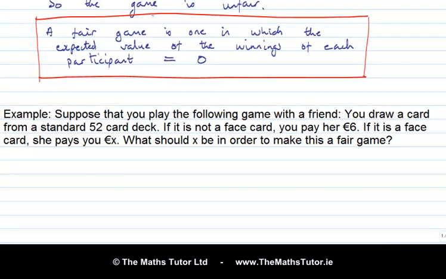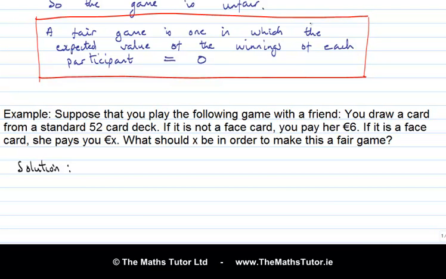So here we have another game of chance, this time based on a deck of cards, and the rules are described here. You're playing this game with a friend, and if you draw a non-face card from the deck, you pay her €6, and if you draw a face card, she pays you X euro, where X is some unknown. And the question is, what should X be in order to make this a fair game? So what do we have to do? We have to calculate the expected value of your winnings and see what that is in terms of X.